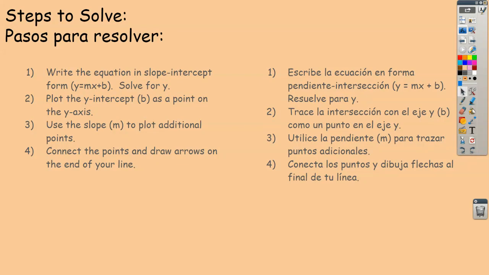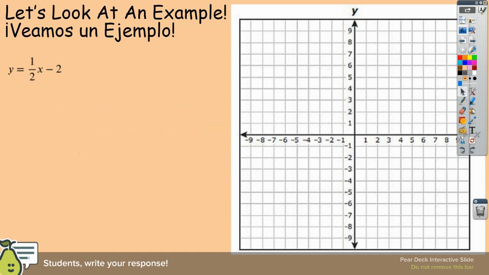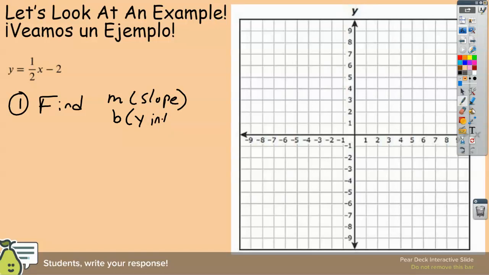So, let's take a look at one of these. I've got this equation here, right? And the very first step we want to do is find m, our slope, and b, our y-intercept. We always remember that our m is the number that is literally touching the x. So in this case, it is a positive 1/2.